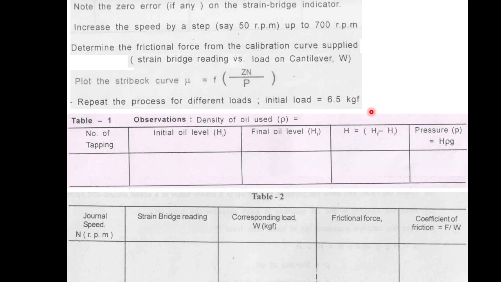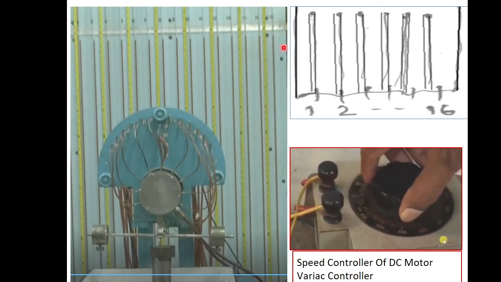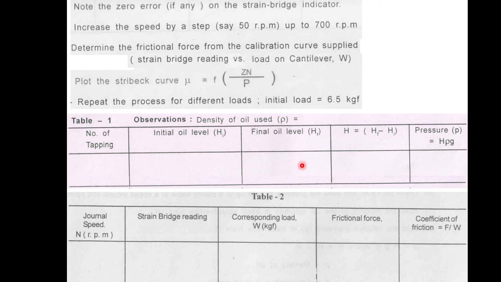This is what you need to observe: the density of oil, initial oil level, and final oil level. This is the initial oil level, you take a note of this. There are scales on these things. When this runs, you have to wait for some time until a steady state is attained. When the initial level is known, you note the final level. This is the difference, and with the density of oil you can find out the pressure at that point. So make a plot.